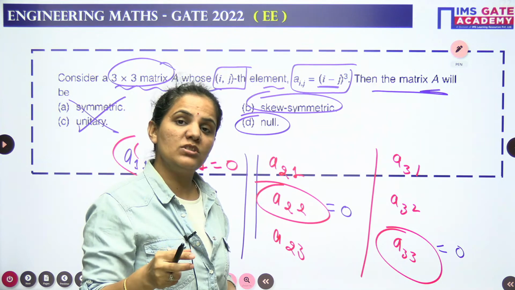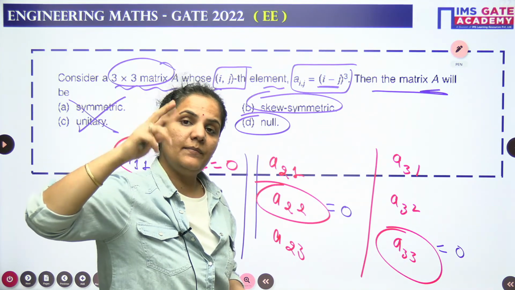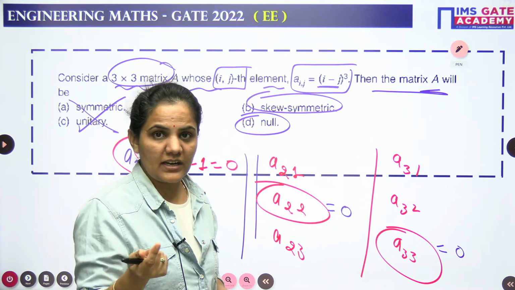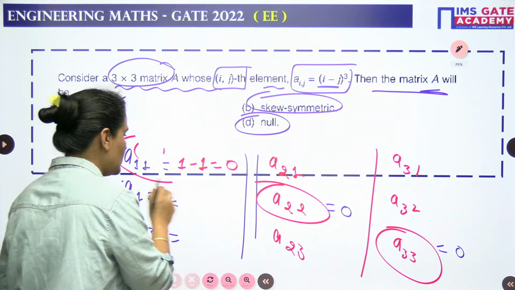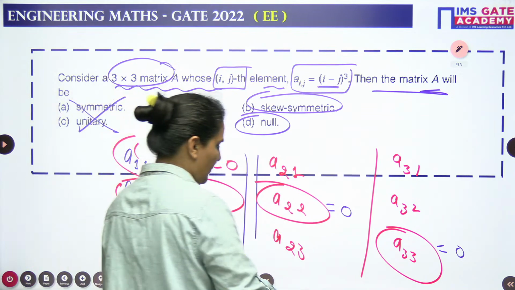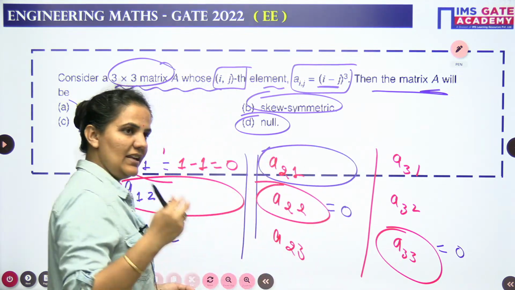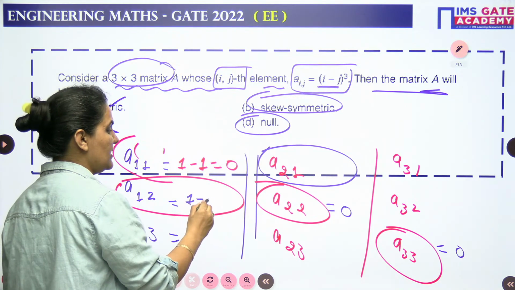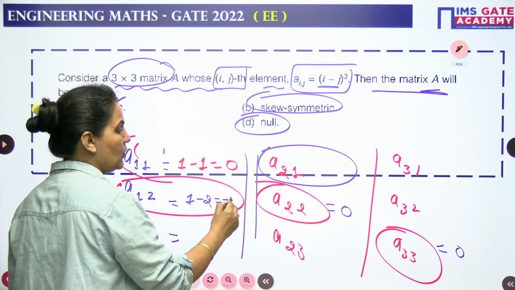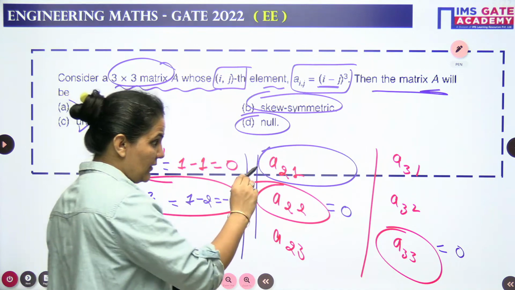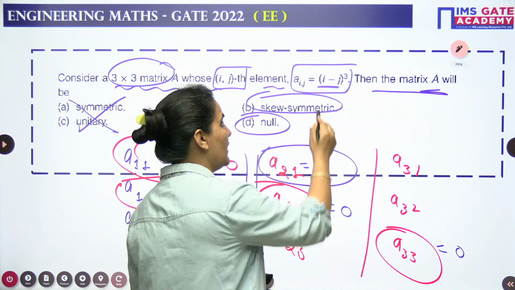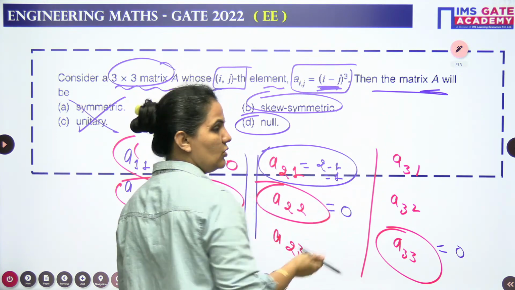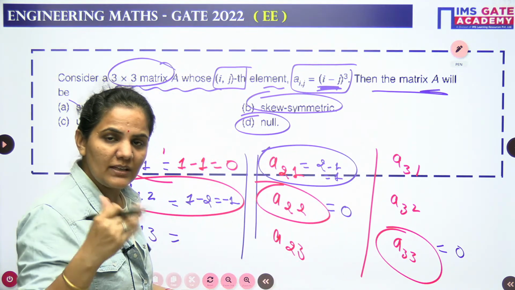Now if it is skew symmetric, we should have the mirror image around the principal diagonal with the opposite sign. So I will suggest you to go with A12 and its opposite, A21, any two elements. A12 is 1 minus 2, which is minus 1 whole cube, that is minus 1. If I go with A21, that is 2 minus 1, which is 1, and 1 cube is 1 only.